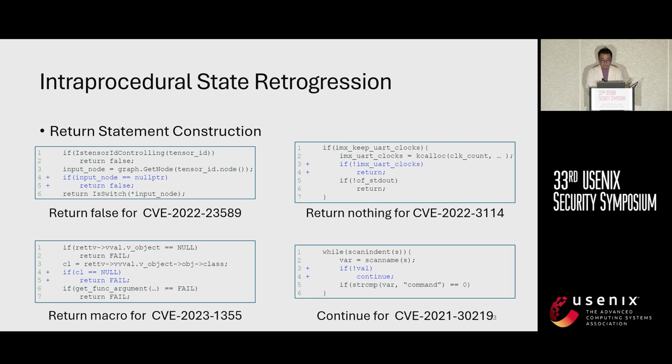Finally, it's the return statement construction. In this step, we mainly rely on the function type, as shown in the above figures. The first case returns false, considering the Boolean type. The second case returns directly, considering the void function type. In addition, in some cases, the continue and break statements are required to exit the loop.